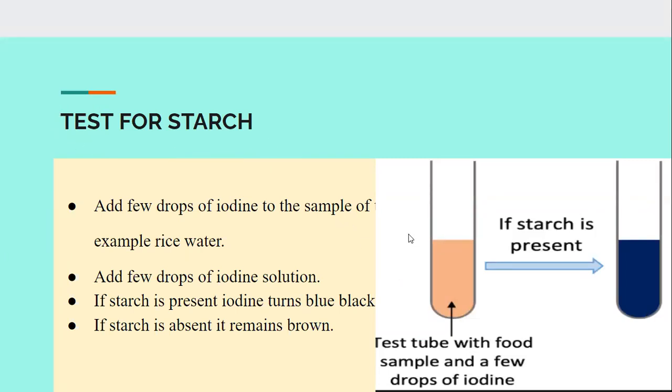What we have to do is extract some juice from the potato, or you can take some rice water. When we boil the rice and throw away the water, you have to collect that water and add a few drops of iodine solution to it. Iodine solution is originally brown in color. If starch is present, it turns blue-black. In any other solution where starch is not present, if you put iodine solution, it remains brown. So this is a very simple test we can even do in our school and in our homes as well.